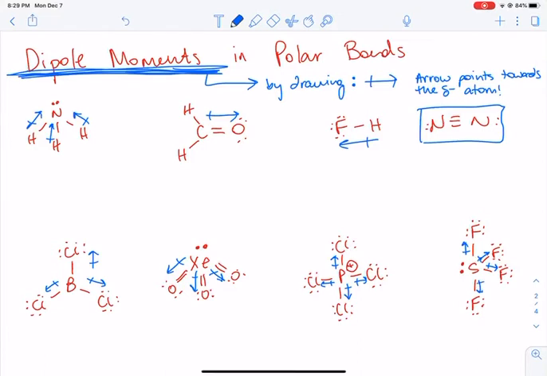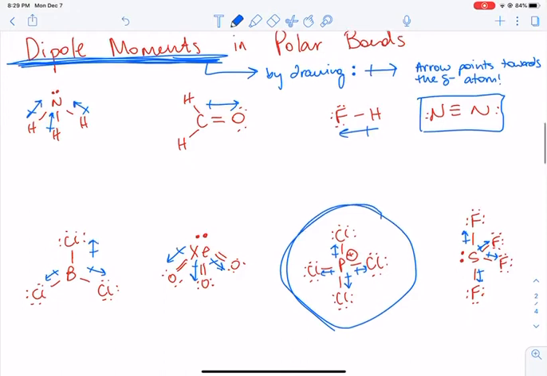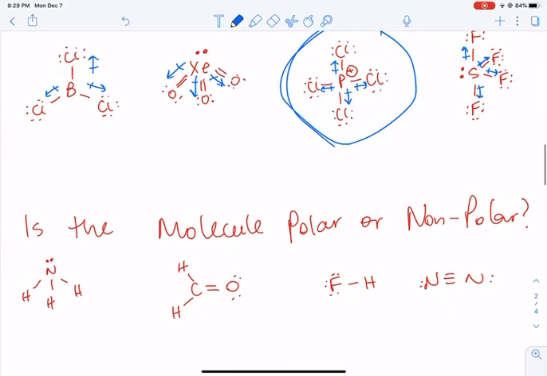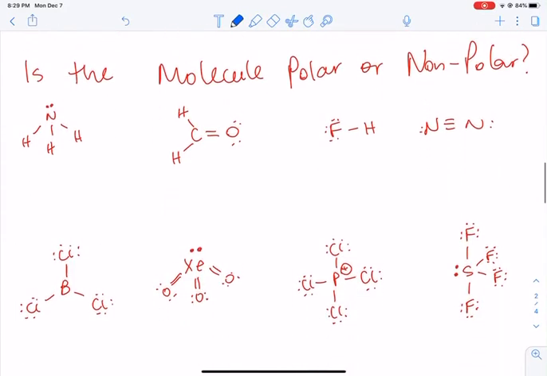Now, why are dipole moments important? Because we're going to use them to determine if an entire molecule is polar. So you can have polar bonds, but you can also have polar molecules. The final question of this unit is: is the molecule polar or is the molecule nonpolar? Just because there are polar bonds in a molecule does not mean the whole thing is considered polar.